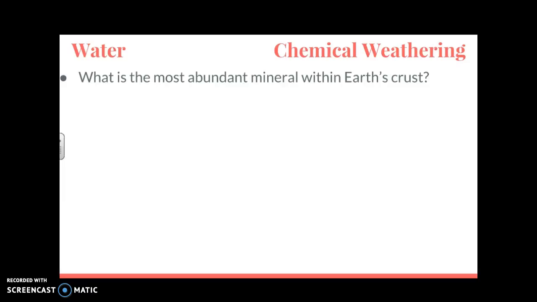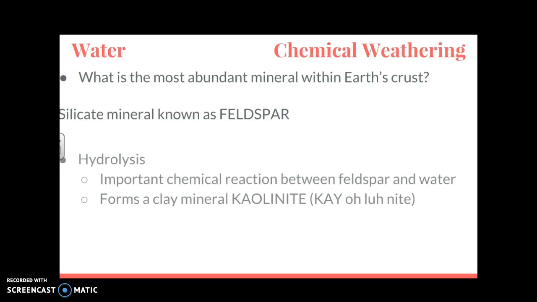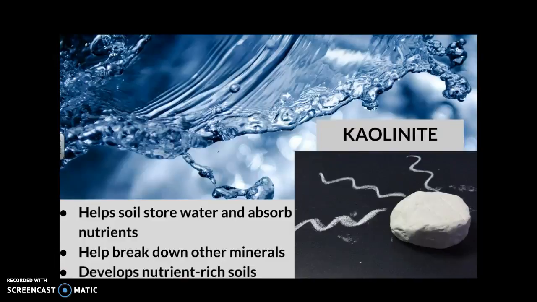What is the most abundant mineral within Earth's crust? Silicate. It's known as feldspar. Hydrolysis. What is that? Well, it's an important chemical reaction between feldspar and water. It helps form a clay mineral called kaolinite. And here we have that same mineral. When it comes into contact with water, it helps soil store water and absorb nutrients, break down other minerals, and develop nutrient-rich soils.